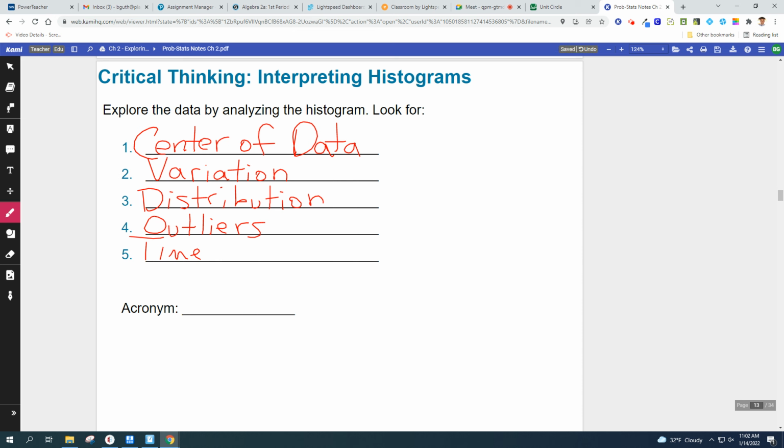So this is not a helpful acronym, I guess, but CIVDOT: center, variation, distribution, outliers, and time. That is a T for time right there. So those 5 things are what we're looking for: center, variation, distribution, outliers, and time. Again, time is whether there's a change in data over time.